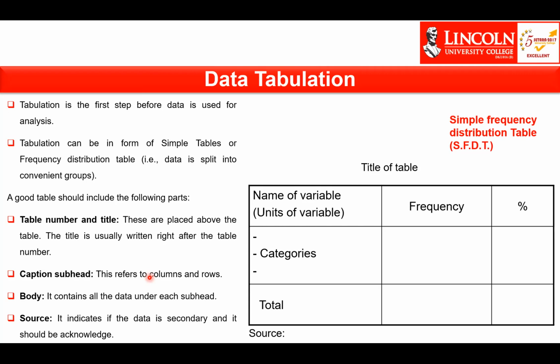We have the table number and title. Of course, you need a table title, a caption, and it must be cited within your text. I'm talking about your thesis now. It has to be cited inside your text. I think I showed you how this can be done two or three classes ago. Then the caption and subheads, which refer to columns and rows, and the body, which contains all the data under each subhead. You also need to specify your source, which indicates if the data is secondary, and it should be acknowledged.